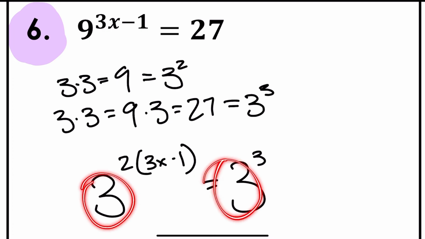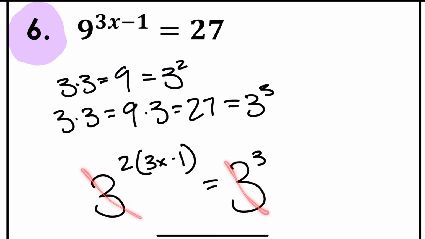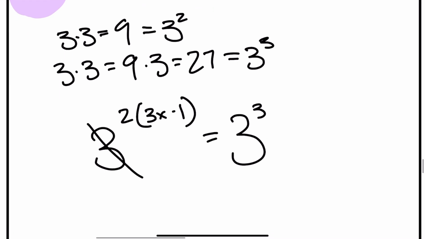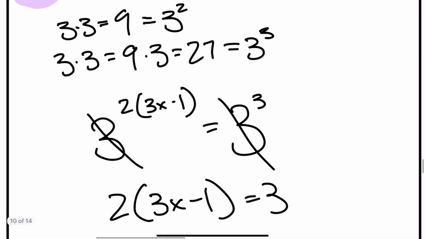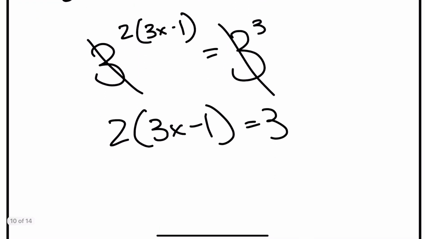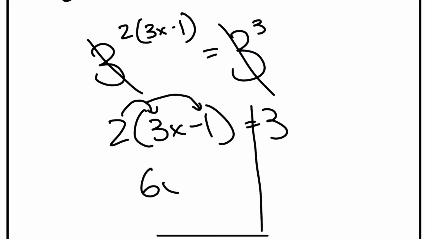Both of our bases are the same now, so I'm going to drop these. I no longer need them. I'm going to rewrite everything that I have left in order. I have 2(3x minus 1) = 3. Awesome. Now I'm going to start solving. I see that I have parentheses, so I'm going to distribute. 2 times 3x is going to be 6x. 2 times negative 1 is going to be negative 2, equals 3.